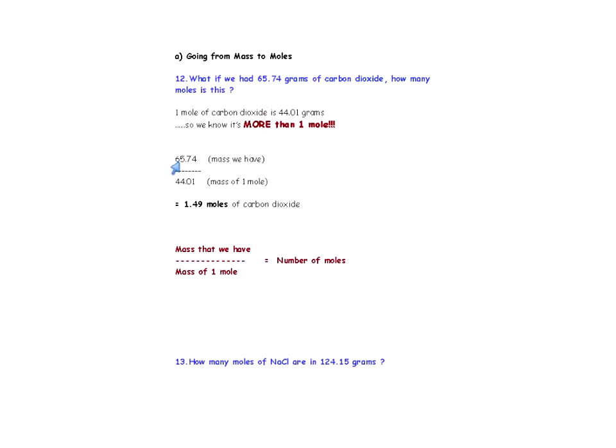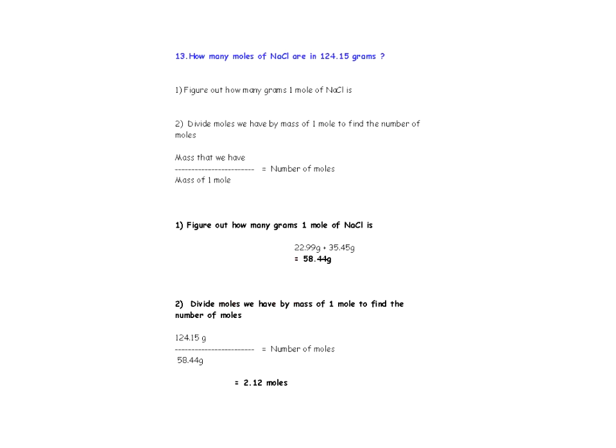So the way we do it, we take the mass that we have in the question divided by the mass of 1 mole, and that's going to give us the number of moles. So here it gives us 1.49, almost 1.5. Okay, so that's the important little equation you need to know. The mass that we have divided by the mass of 1 mole equals the number of moles. All right, so we just went from mass to moles. Let's go from moles to mass.